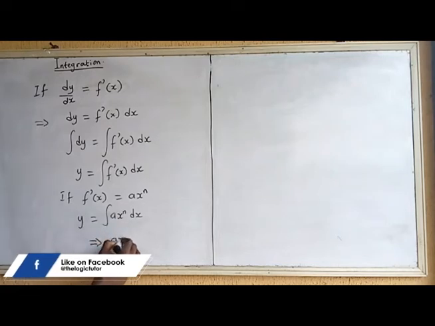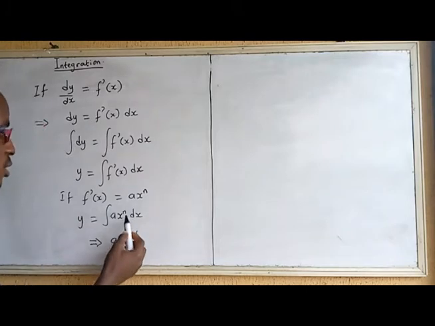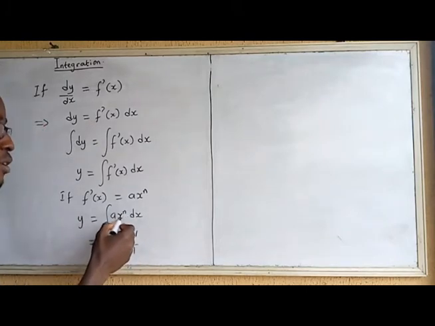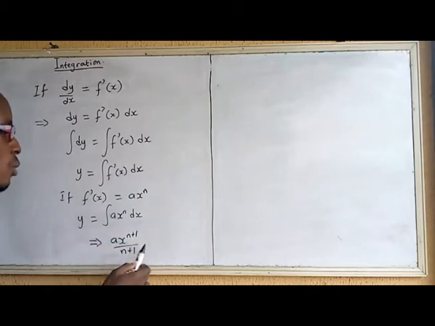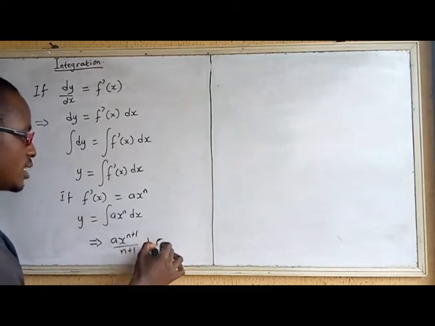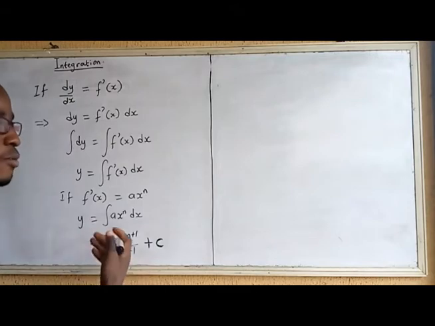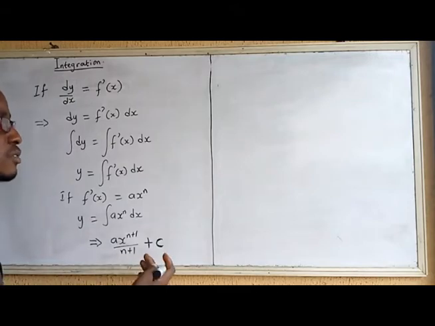a x^(n+1) all over n+1, which means we are adding 1 to the existing power of the variable, then dividing the whole expression by the new power. By doing this, we have integrated, plus c. c is an arbitrary constant that is always added to any value of the integral that has been integrated.